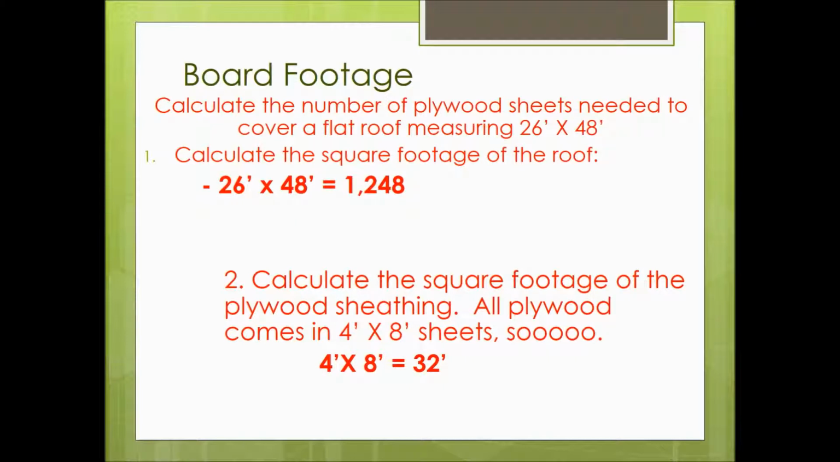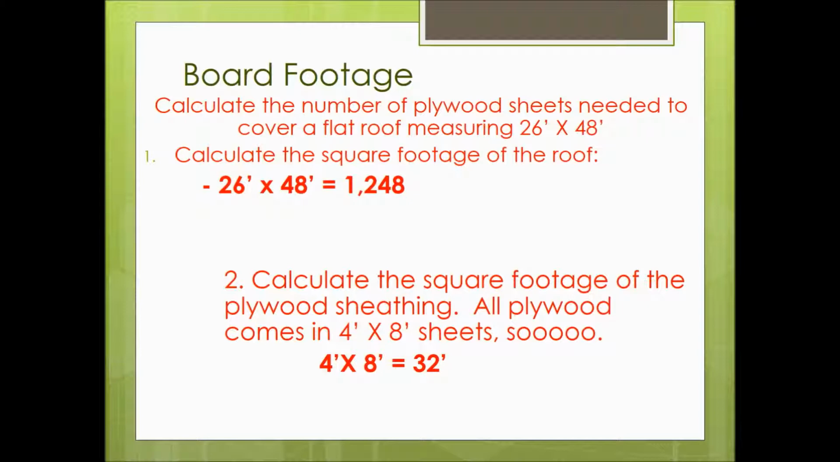Now, this next problem deals with estimating, and what we're doing is we're going to calculate the number of plywood sheets needed to cover a flat roof that is 26 feet by 48 feet. So take 26 times 48, and that's going to give us the square footage of the roof, 1,248. Now, if we divide the square footage of the roof by the square footage in one piece of plywood, that would tell us how many pieces of plywood we need.